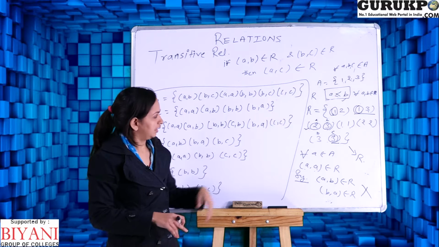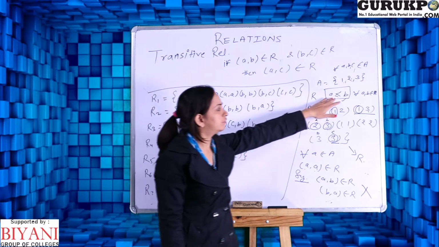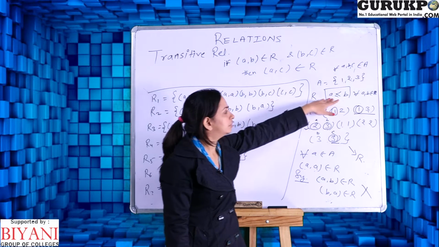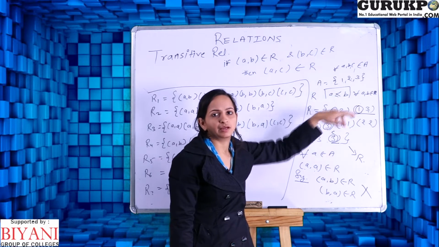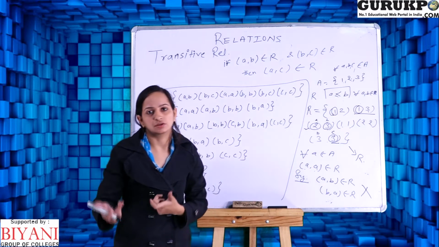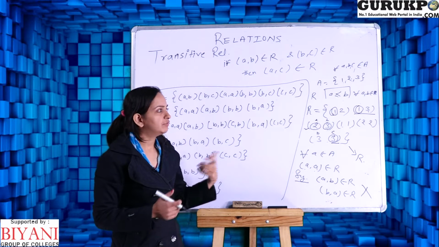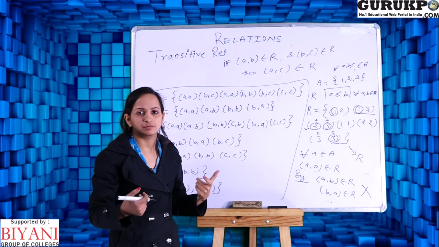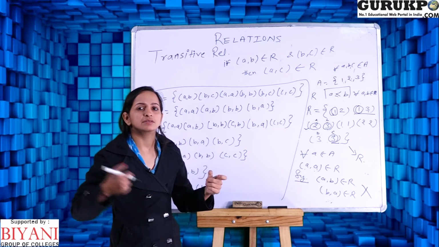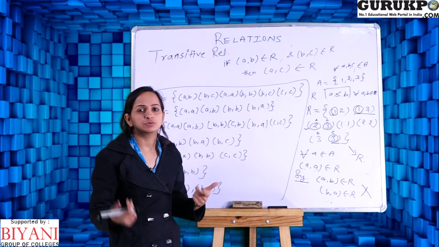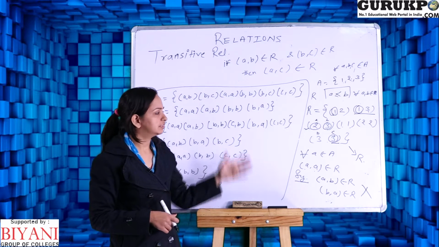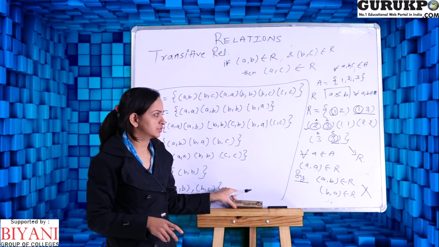And if we explain the condition of the relation theoretically, then we must know that the condition was A is less than B. An element is less than another element. So if my first element is less than the second element and the second element is less than the third element, then the first element must be less than the third element. So this is called my transitive relation.